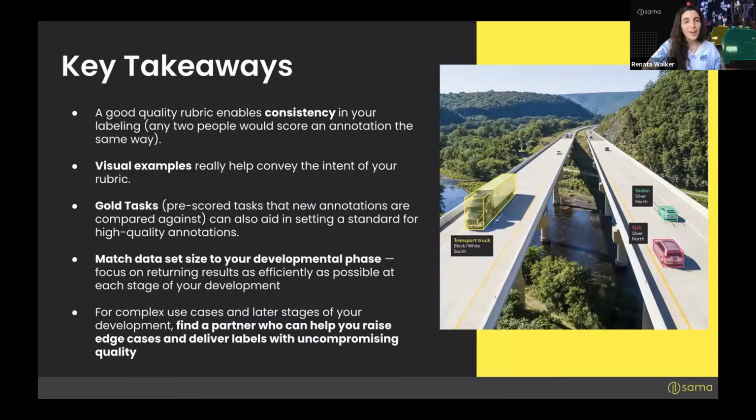Now, to conclude, our key takeaways. A good quality rubric enables consistency in your labeling, so any two people will score the annotation the same way, and your model will not get confusing data. Visual examples are really important to convey the intent of your rubric and your annotation instructions. Think about goal tasks, so pre-scored tasks that new annotators are compared against, which will aid in setting a standard for high quality annotations. Also match the data set size to your development phase, so you can focus on returning results as efficiently as possible at each stage of your development.